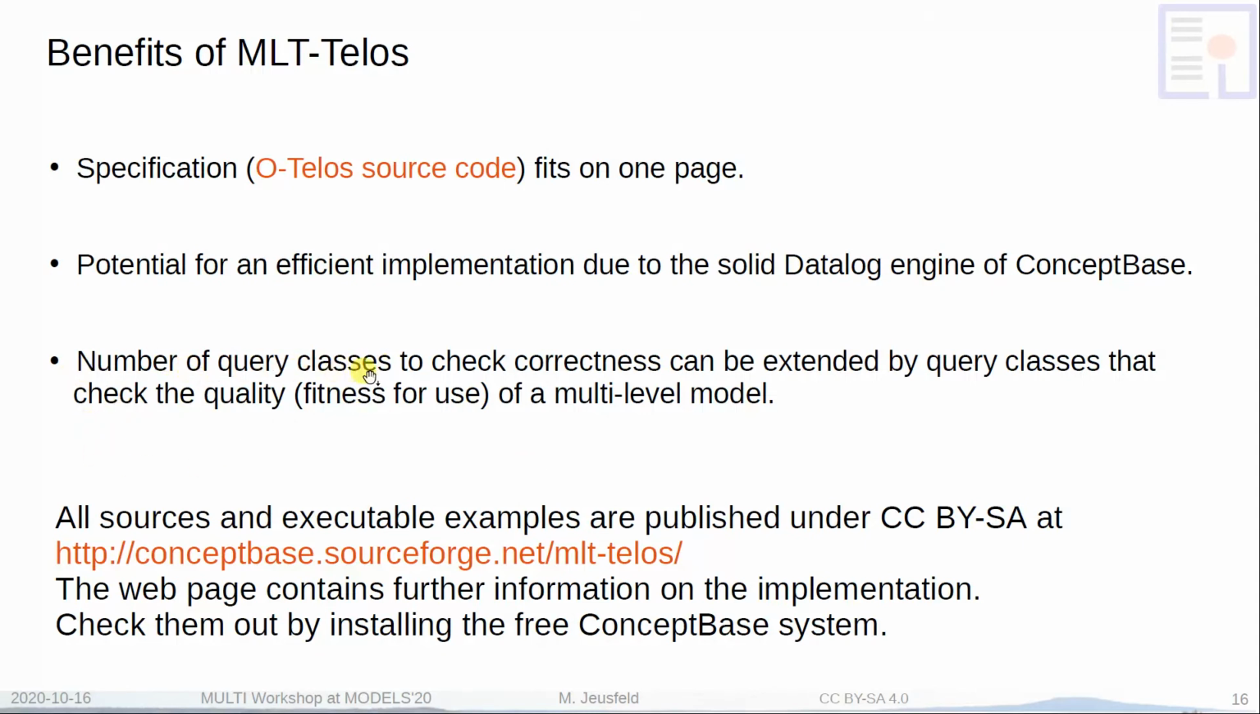We have a small number of query classes, like for this non-disjoint categorization to check correctness. This can be extended. You can also add query classes that qualify a multi-level model. So not just finding errors, but also undesired models where maybe the number of subclass definitions is excessive or redundant.